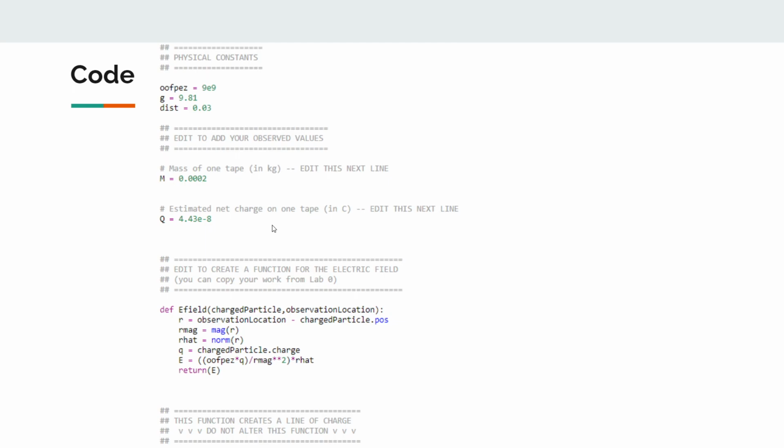And then I calculated the E field for this function, where r is equal to the observation location minus charged particle top position, and then I took the magnitude of r, the norm of r, and I plugged the numbers into the electric field equation.